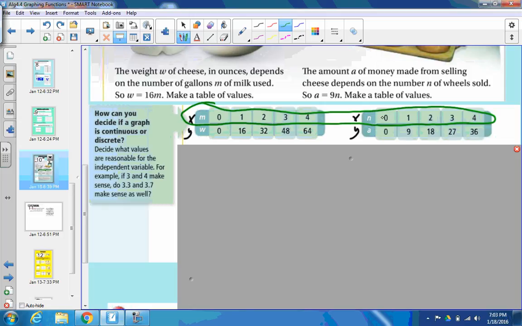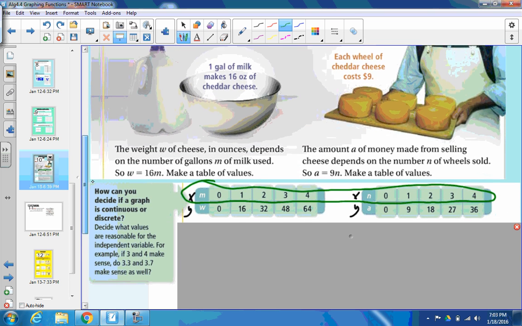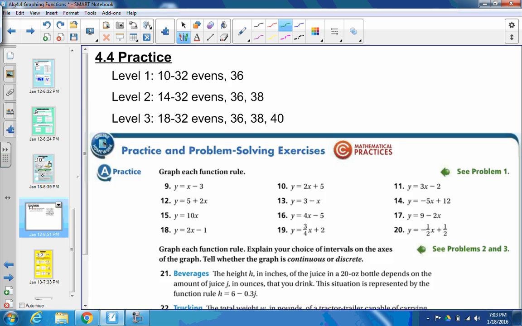And 0, we could sell 0 wheels of cheese. We could sell 1 wheel of cheese. Would you sell 1.5 wheels of cheese? I don't think so, because that wouldn't be a wheel of cheese. It comes as a wheel. It doesn't say you can sell half wheels of cheese.